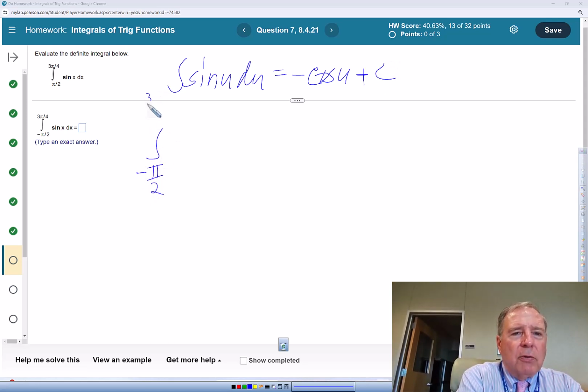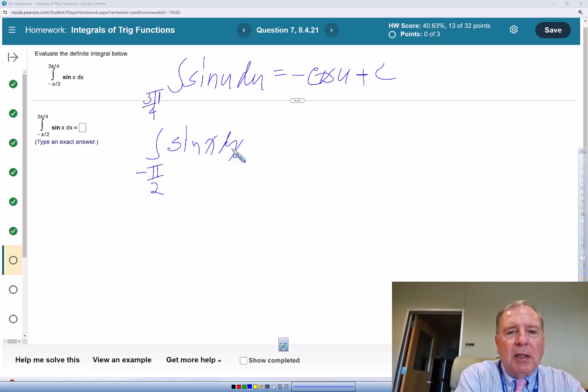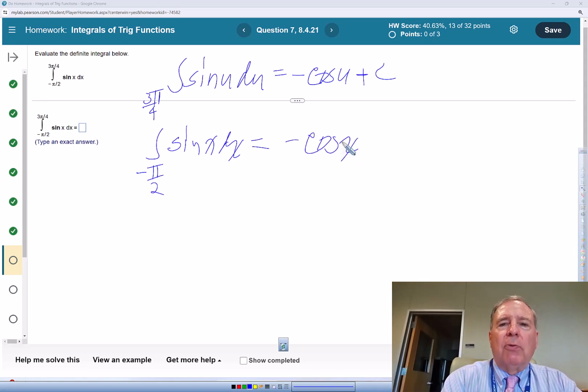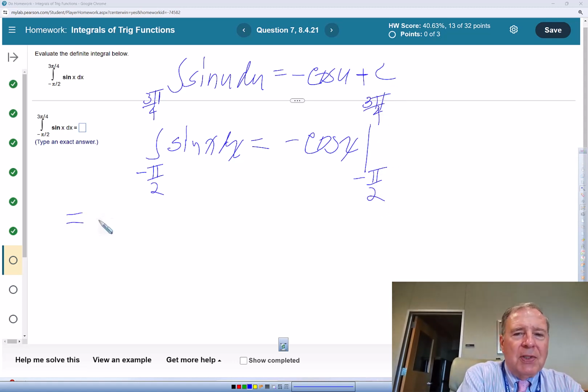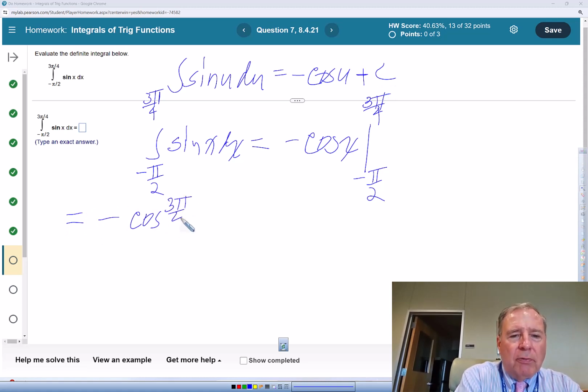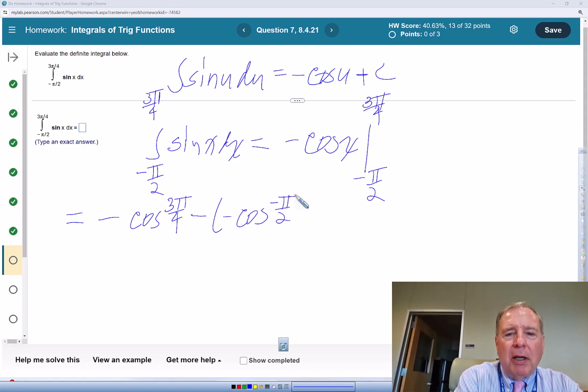The integral from negative pi over 2 to 3 pi over 4 of sine of x dx is going to be negative cosine of x. And we're doing a definite integral, so we don't need the plus c. So we're going to go negative pi over 2 to 3 pi over 4. And that's going to give us the negative of cosine of 3 pi over 4 minus the negative of cosine of negative pi over 2.